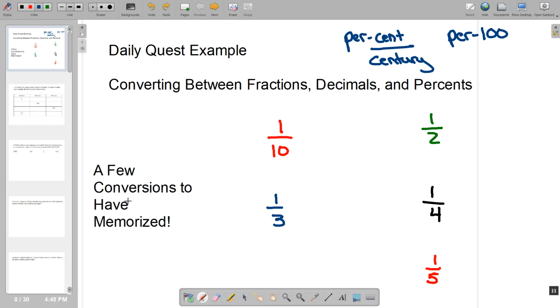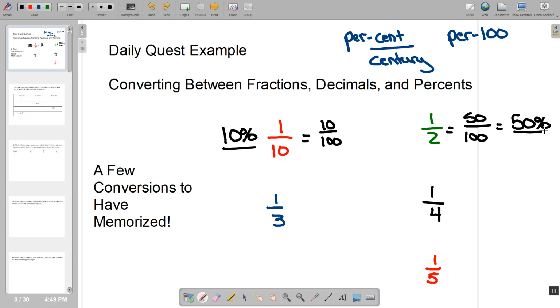A few fraction to percent conversions that I want you to have memorized are these five, and you've probably seen these before in your life. 1/10 is the same as 10 100ths, so this would be 10%. If you ever see 1/10, think 10%. 1/2 is 50 hundredths, so that is 50%, probably the most common percentage you'll see. 1/4 is the same as 25 100ths, which is 25%. 1/5 is 20 100ths, or 20%.